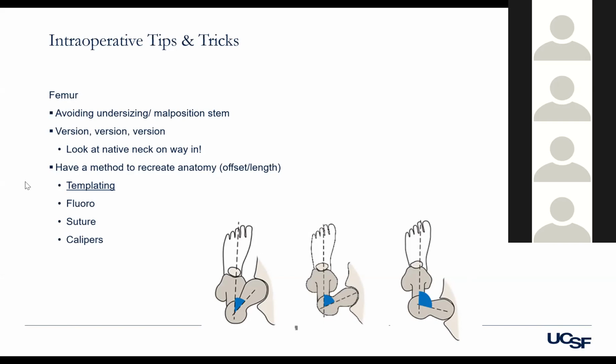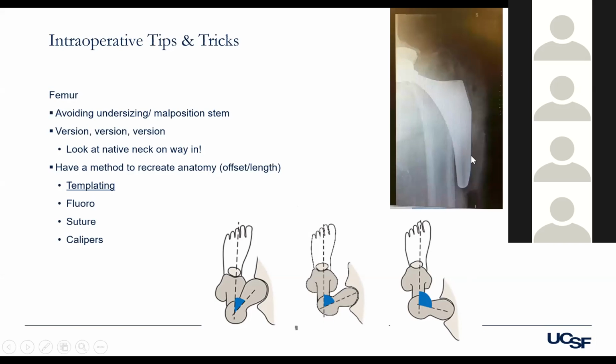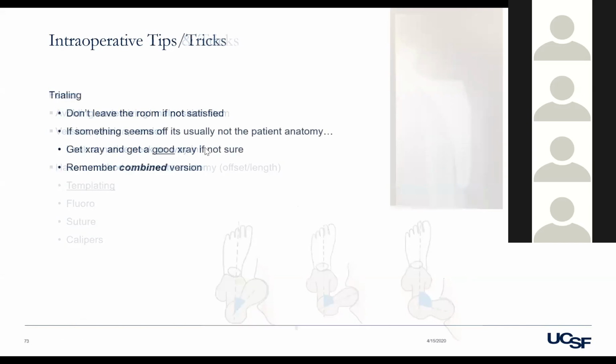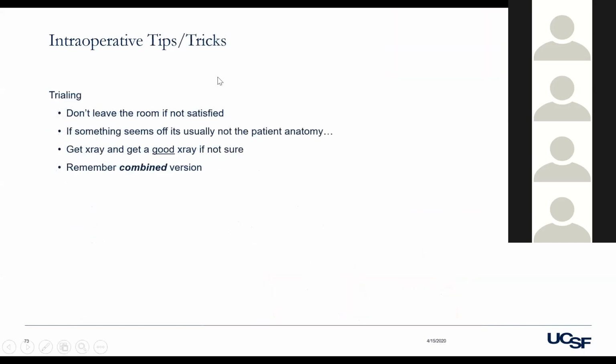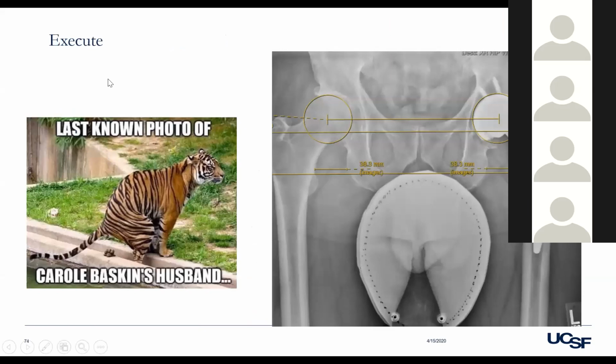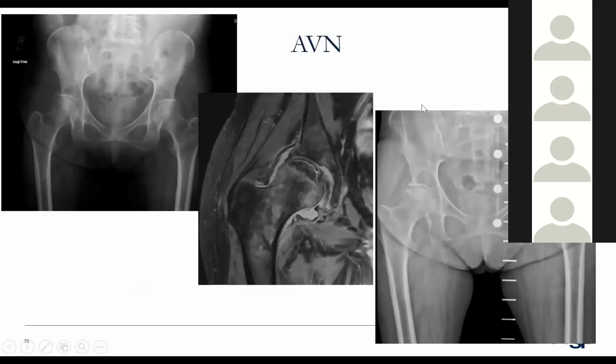And then recreating anatomy, we talked about this already. There's a lot of ways to do that, but avoid stuff like that. Trialing: don't leave the room unless you're satisfied. If something feels off, it usually is. It's not usually just, oh, this patient's anatomy is weird. Get an x-ray, and a good one, if you're not sure, and always remember that combined version, and then execute your plan to get the perfect case.